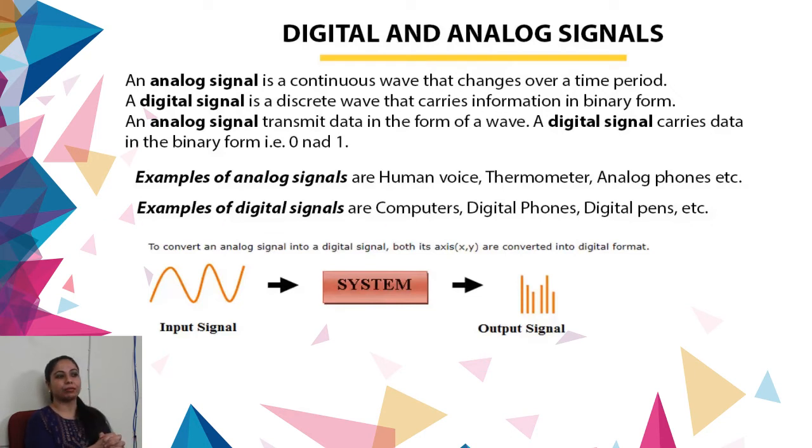So here are some examples. For analog signals: the human voice, which is generated in the form of a wave; the thermometer, where the signals of the temperature get recorded in the form of a wave; and analog phones. Then comes the examples of digital signals: computers, digital phones and digital pens. Here is the diagram also where you can see that the wave formation, the input signals, is getting converted into your digital outputs.